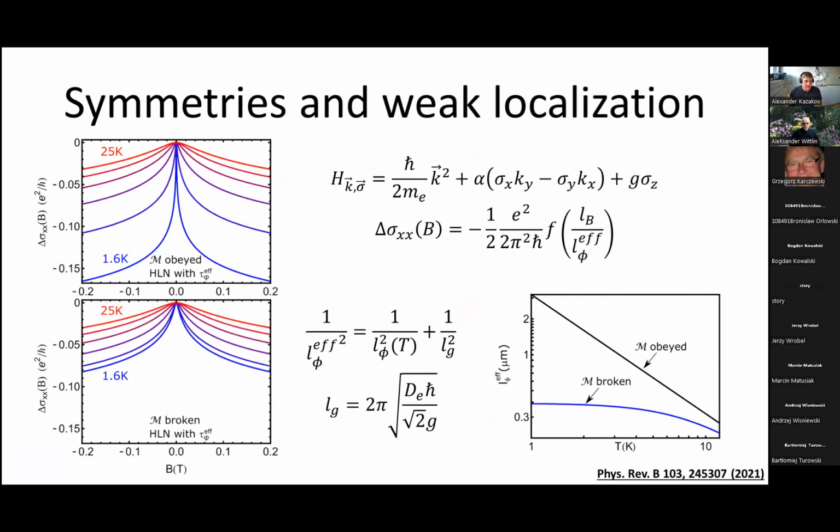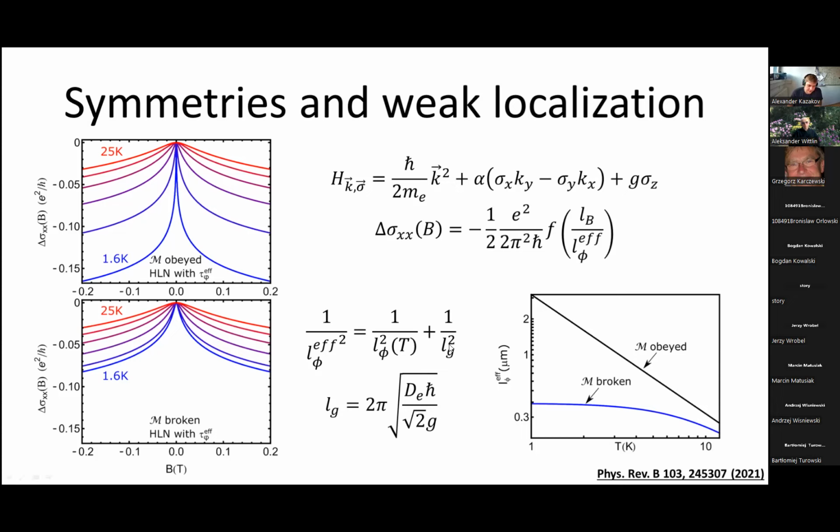Calculations of the conductivity based on such symmetry analysis result in a correction to the conductivity which looks quite similar to the HLN expression for the strong spin-orbit limit. However, now the phase coherence length or inelastic scattering length is replaced by an effective value, which depends on, of course, the usual inelastic scattering length, but also on some length scale associated with the symmetry breaking.